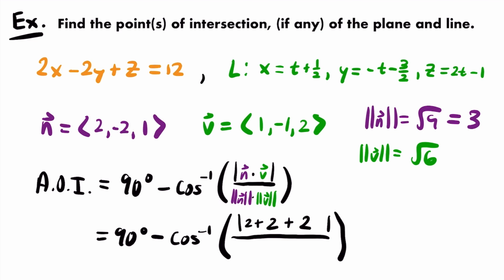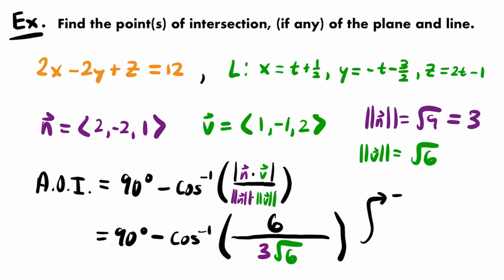Okay? And then in the denominator, we're multiplying the magnitudes by each other, so we'll have 3 times the square root of 6. All right, so I'll write 3 times the square root of 6. And now, if we simplify, 2 plus 2 plus 2 is 6, and the absolute value of 6 is 6. So really what we have here is just 6 divided by 3 square roots of 6. And I'm not going to bother to simplify that any further, because now what we can do is just take the inverse cosine of 6 divided by 3 square roots of 6.